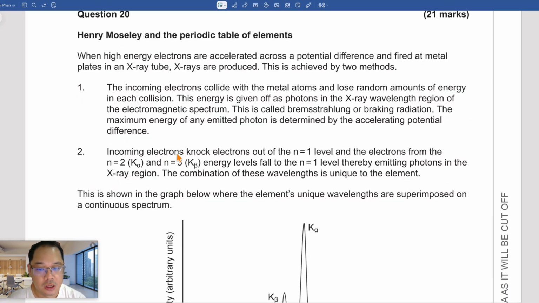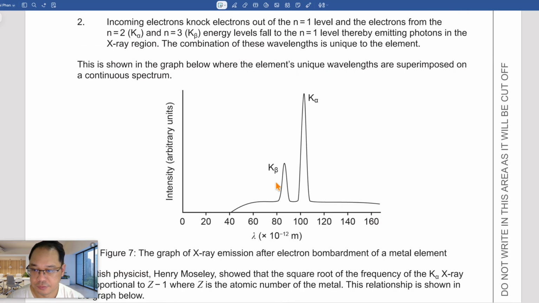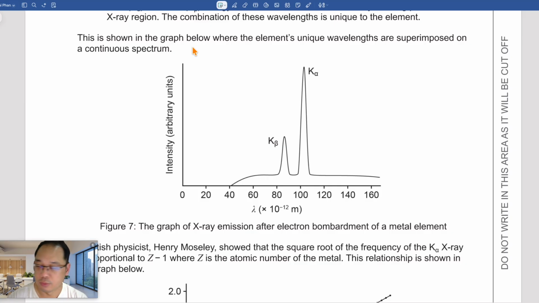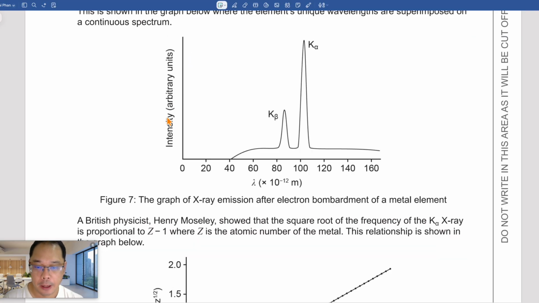Incoming electrons knock electrons out of the N equals 1 level, and electrons from the N2 (K alpha) and N3 (K beta) energy levels fall to the N equal 1 level, thereby emitting photons in the X-ray region. This combination of wavelengths is unique to the element. It is shown in the graph below, where the element's unique wavelengths are superimposed on a continuous spectrum.